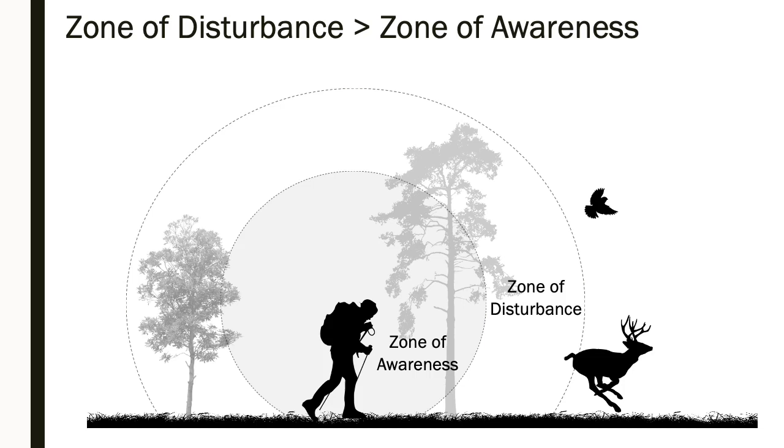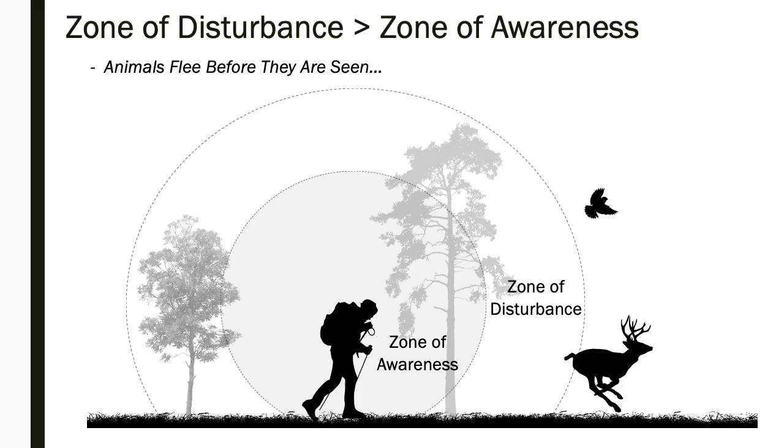When we're talking about nature connection and deepening that connection, we really have to start by looking at how most of us behave when we're outdoors. It doesn't matter whether we're in our backyard, local park, or out in a wilderness setting: our zone of disturbance is greater than our zone of awareness. The effect is that animals tend to flee before you ever see them. In this diagram, you can see this backpacker just kind of plowing along. Maybe he's making noise, not paying much attention.